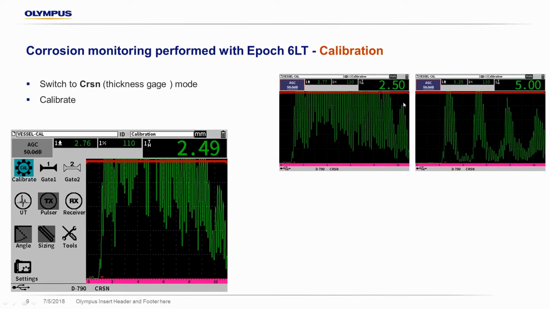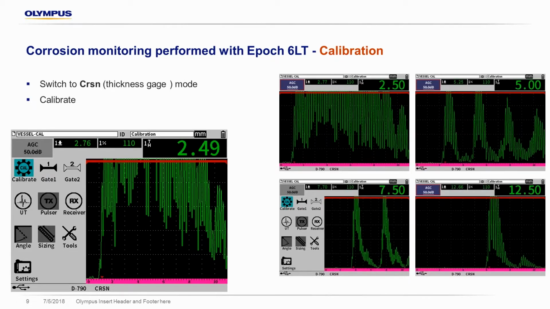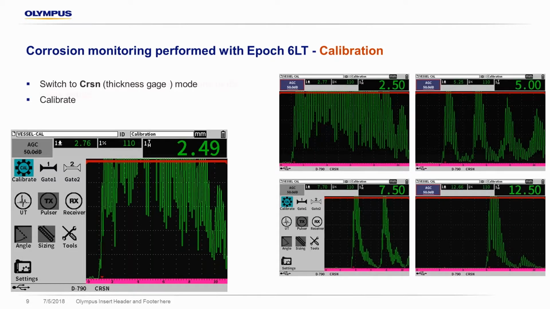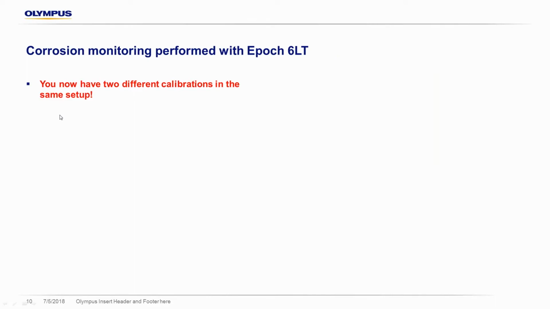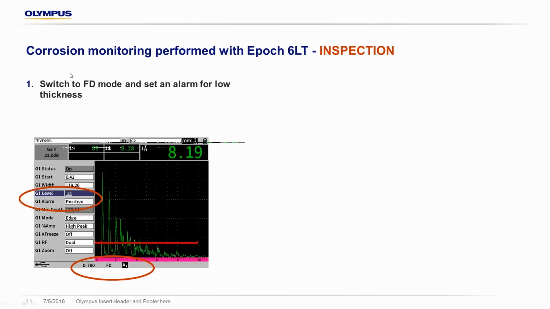What we do next with the calibration, actually very important, we have now 2 different calibrations in the same setup. So it's a kind of multi-mode or multi-group setup. So we are ready for the inspection. Let's suppose that we have to inspect a suspected area for corrosion, we would switch to the FD mode, flaw detection, and set the alarm for low thickness.